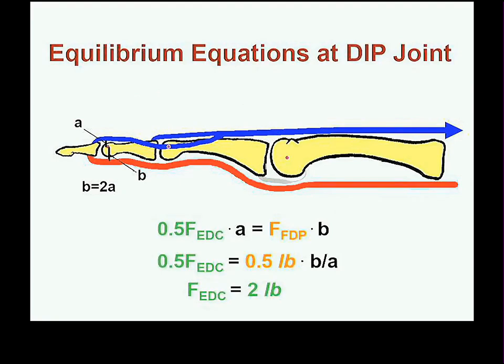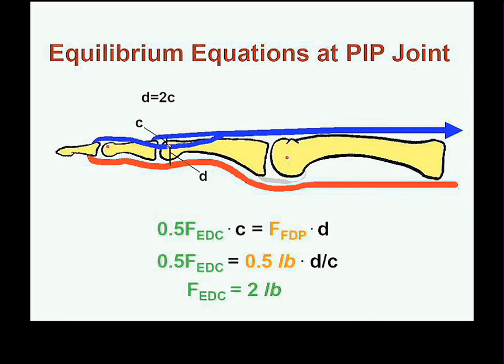Rather than go through this, you can do this on your own if you care. These are the equations for equilibrium at the DIP joint. And it comes out that if you have 2 pounds of force in the extensor tendon, 1 pound of which gets transmitted to the terminal tendon, that will balance at the DIP joint. That makes sense. The moment arm here is twice as long. It's a half a pound. So you need 1 pound in the terminal tendon to balance the half pound passive force.